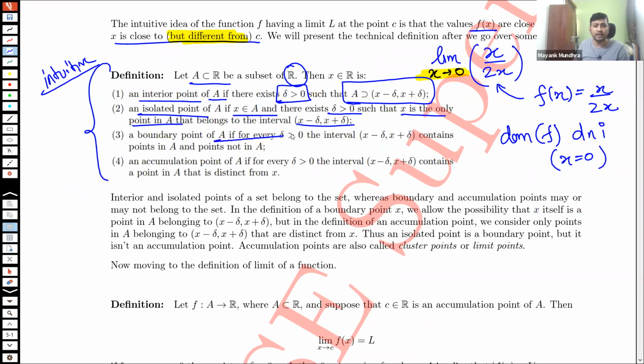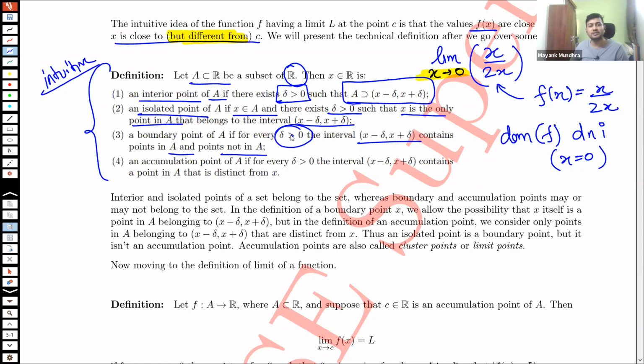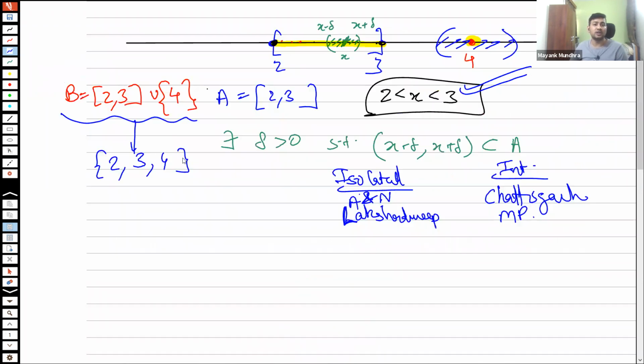Now, a boundary point of A is that for every delta positive, the interval x minus delta to x plus delta contains points in A and points not in A. Suppose you look at this set. Boundary points are basically points which are on the boundary. So 2, 3, and 4 define the boundaries in some sense for this particular set B. The definition is that if you construct this interval for any delta positive, it will contain points inside A and points outside A.